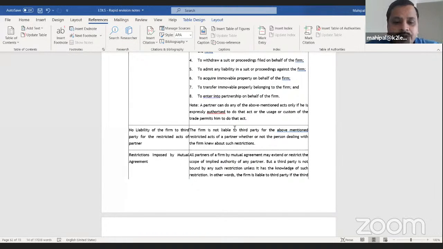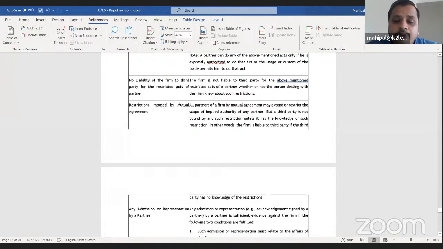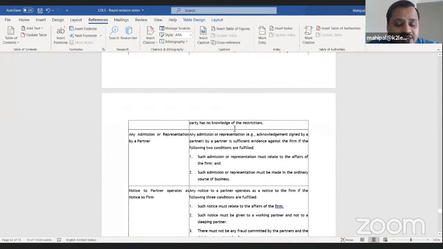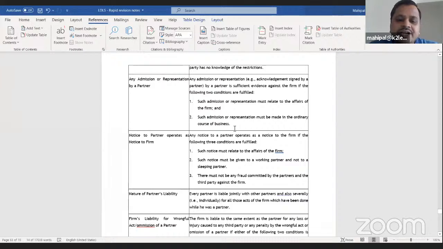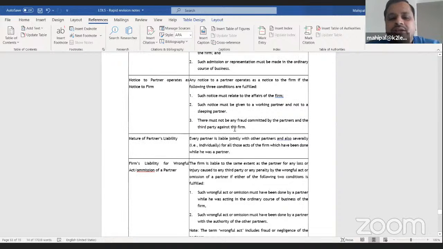Then there could be restriction by mutual agreement. By a mutual agreement, you can restrict a partner from doing a particular day-to-day activity of the business. In case such partner is restricted and the outside person knows about this restriction, then he should not deal with that person. If he does not know about this, then it will be treated as it is done on behalf of the partnership. Any notice given to one of the active partners is equal to notice given to all the partners.